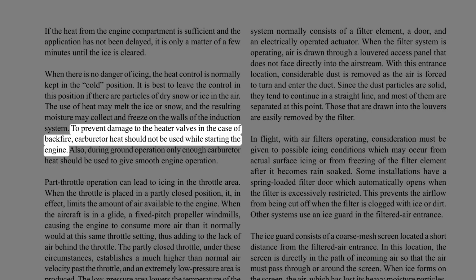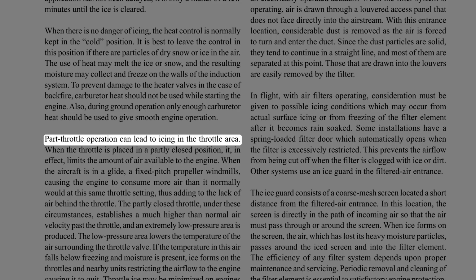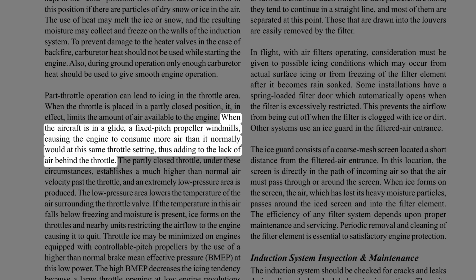To prevent damage to the heater valves in the case of backfire, carburetor heat should not be used while starting the engine. Also, during ground operation only enough carburetor heat should be used to give smooth engine operation. Part throttle operation can lead to icing in the throttle area. When the throttle is placed in a partly closed position, it, in effect, limits the amount of air available to the engine. When the aircraft is in a glide, a fixed-pitch propeller windmills, causing the engine to consume more air than it normally would at the same throttle setting, thus adding to the lack of air behind the throttle.